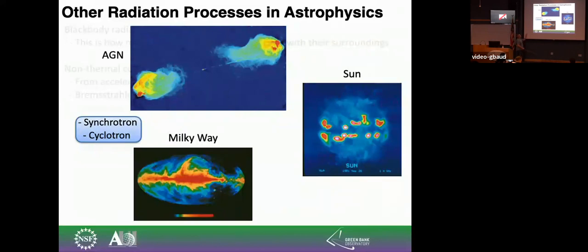Synchrotron radiation, you see it around AGN, and you can see it in the sun. A lot of these are sunspots, where magnetic field lines are coming in and out of the surface of the sun, accelerating charges. And this is basically a map of the magnetic field of the Milky Way.